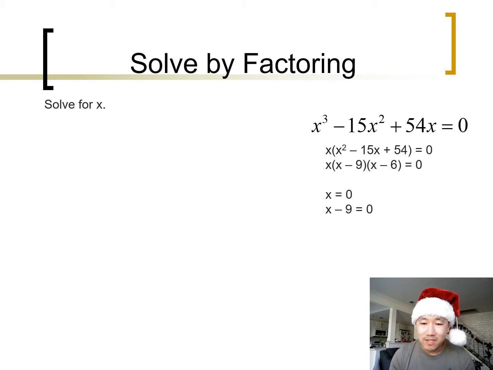The second parenthesis, the parentheses that's x minus 9, set that equal to 0. And then the parentheses with the x minus 6, you set that equal to 0. And then you just solve, and that's very basic. And there are your 3 answers. X equals 0, x equals 9, and x equals 6. Okay, let's do another one.